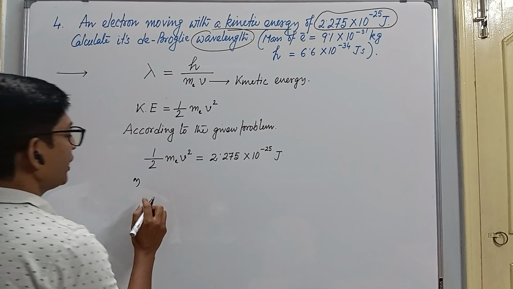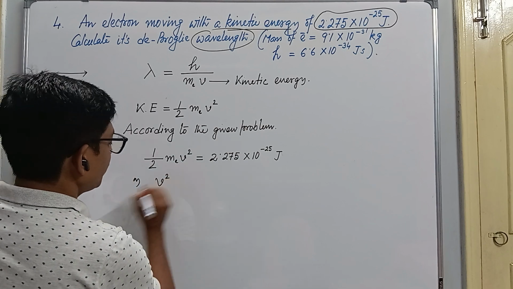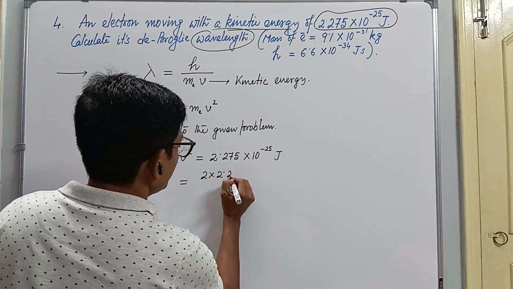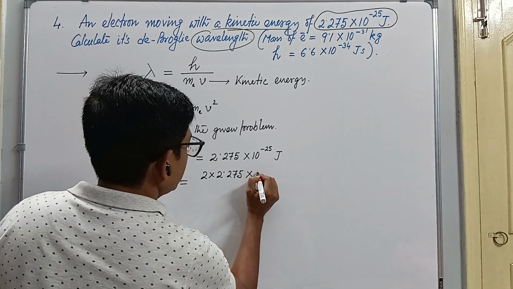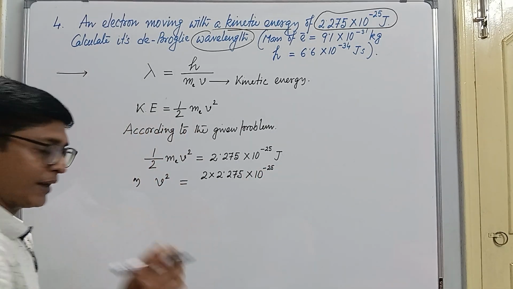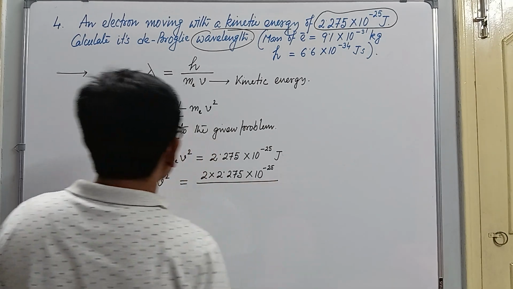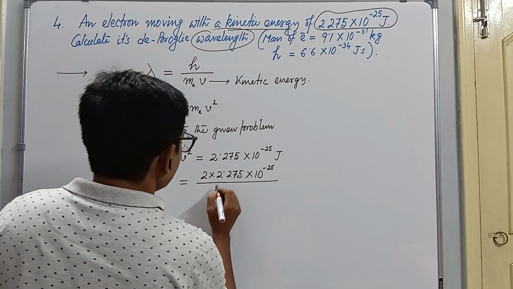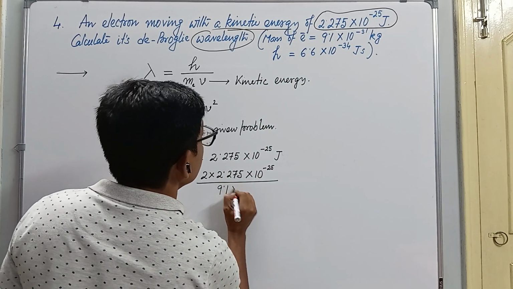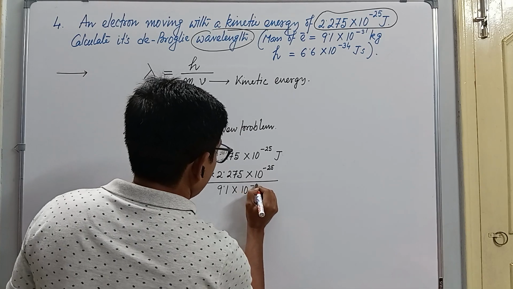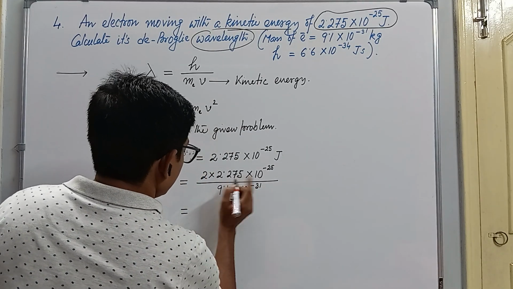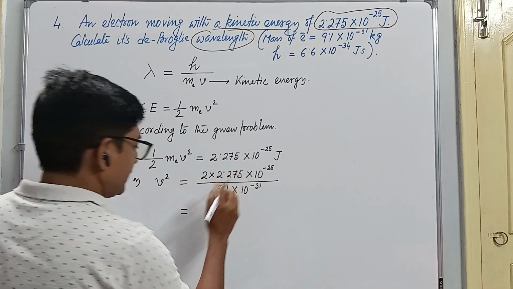So now from here I can easily calculate the value of v square. So v square will be 2 into 2.275 multiplied by 10 to the power minus 25. I am not writing the unit anymore. I will show you at the end. Okay? Whole divided by your mass. What is the mass? Mass is 9.1 into 10 to the power minus 31. Okay? So let's see how much it is coming. So I am multiplying this one because this is very easy.